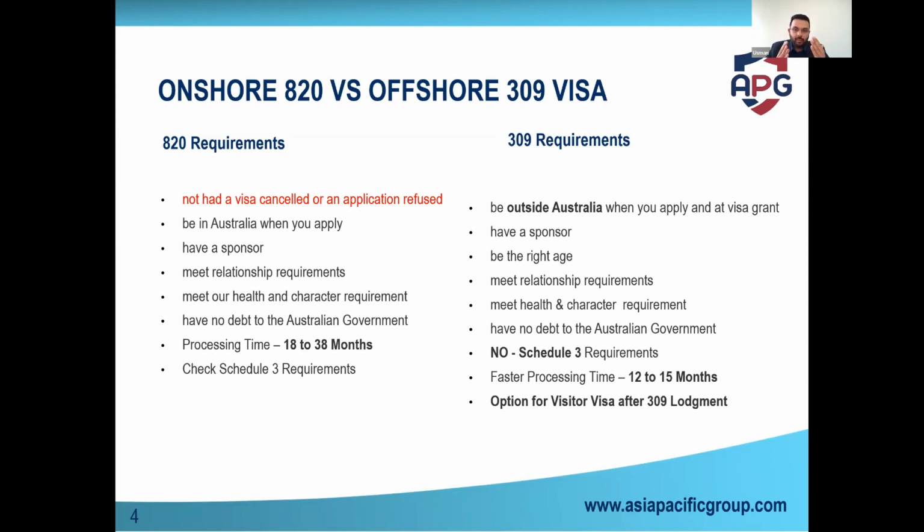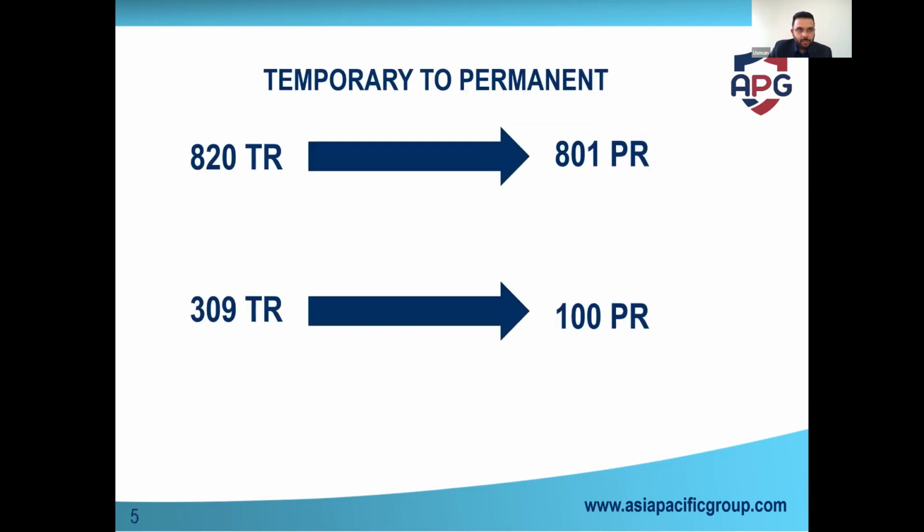It can go from anywhere from 12 to 15 months, and you have an option to apply for the visitor visa right after the lodgement of the 309 application. So you have both contrasting visas, but by the end of this presentation, by the end of this podcast, you'll understand very clearly whether you should apply onshore or offshore. Okay, so that's also going to be very much clearer.